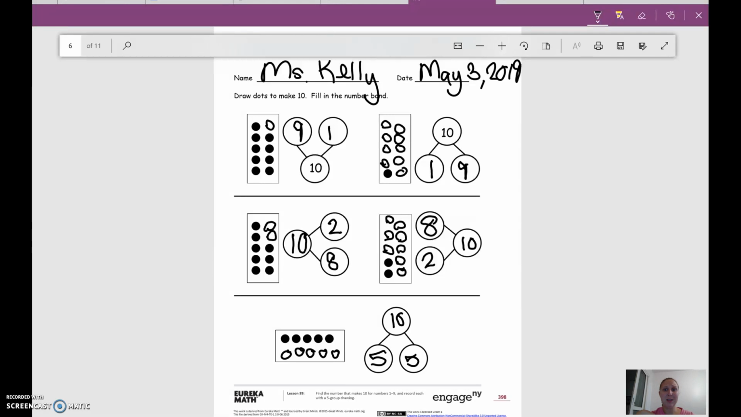If you finish this side early, you may go on to the back and finish the back. And of course, if you finish everything, you turn it into the turn-in bin and you read quietly while the rest of your friends finish their work.